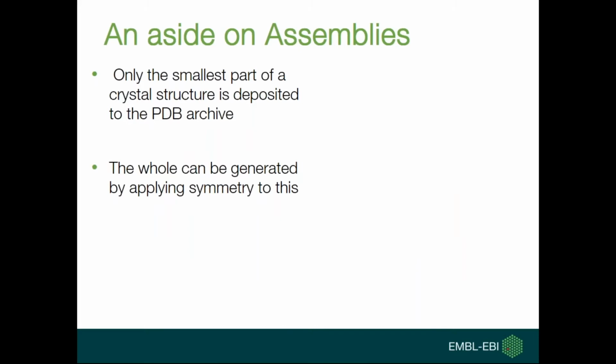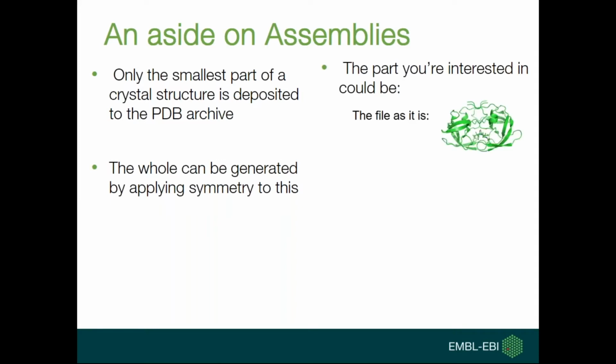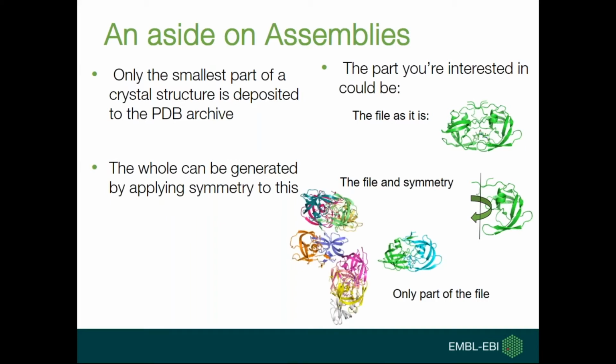A brief aside on assemblies, because a lot of people get this wrong. For crystal structures, it's important to realize that only the smallest part is deposited in the PDB archive, and the whole can be generated by applying symmetry to it. So the part you're interested in could be the file as it is in the PDB. It could be the file plus symmetry to make more of it, so apply symmetry to that. Or it could be only part of the file. If this is the whole file, you might be interested in only that bit.